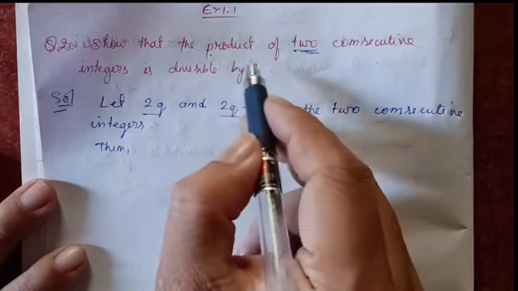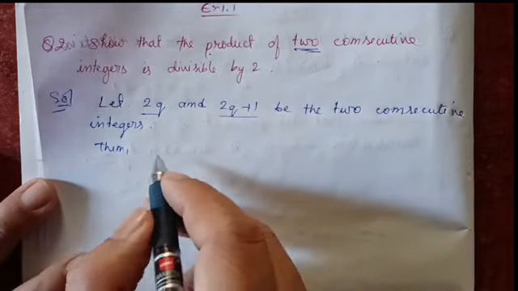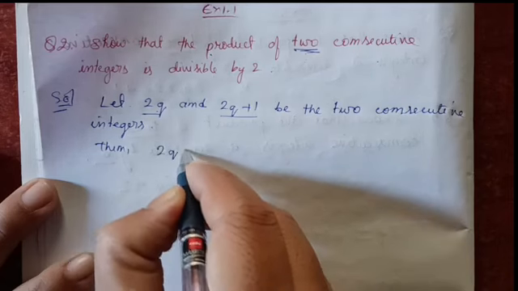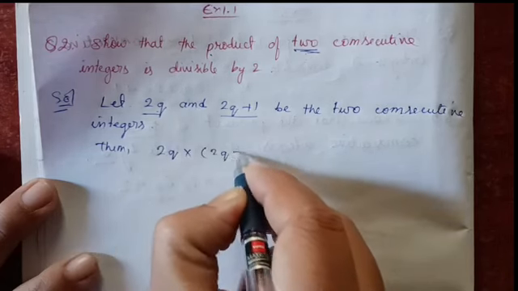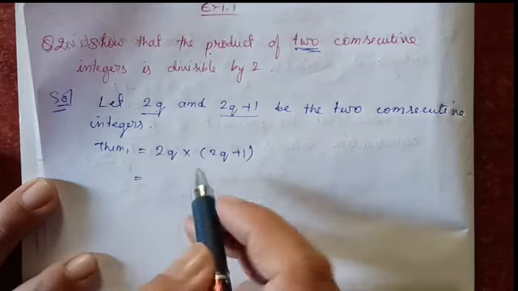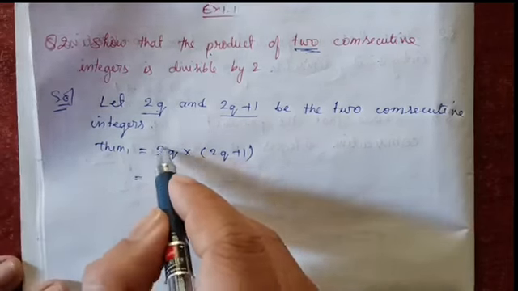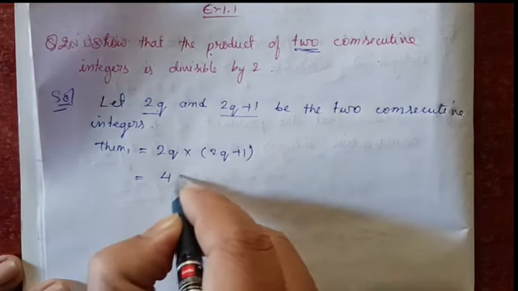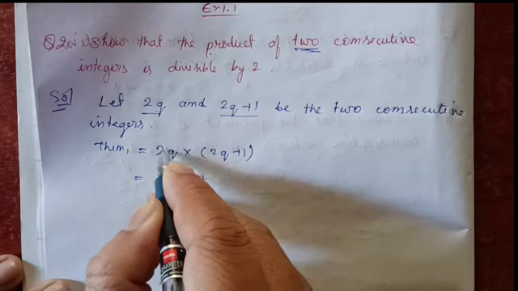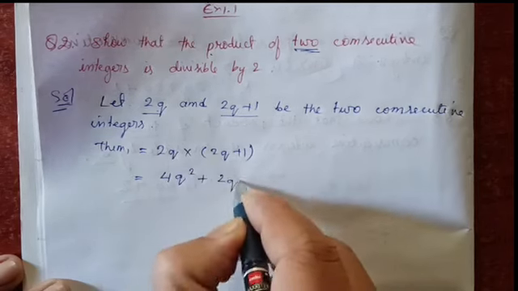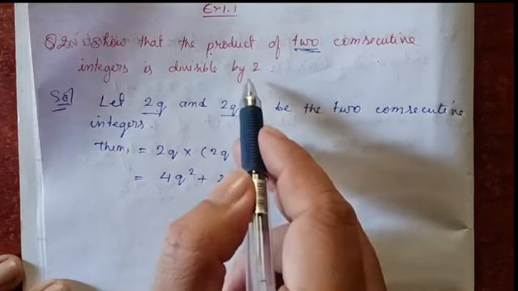Since the question says product, now let us find out the product. So 2q and 2q plus 1 will be multiplied. So now let us multiply. It is very easy. 2 into 2 is 4. q into q is q square. 2 into 1 is 2. Here we have q. It should be divisible by 2.